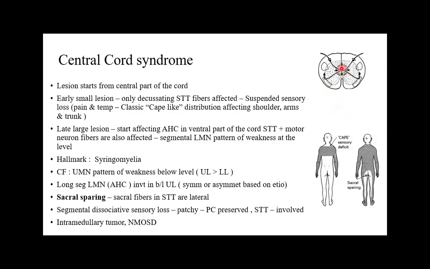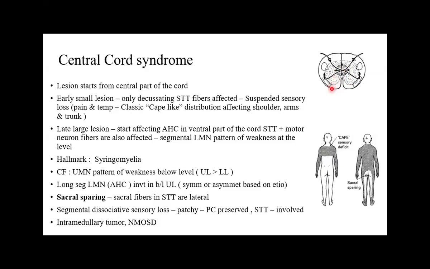So in the initial stage, that is in the early small lesion, these decussating fibers crossing through the anterior white commissure will be affected. So suspended sensory loss with the classic loss of pain and temperature in a cape-like distribution, mainly affecting the shoulders, arms, and the trunk will be present. Whereas in a large and late lesion, this will start expanding and start affecting the anterior horn cells in the ventral part of the cord. So along with the spinothalamic tract, motor neuron fibers are also affected, and there will be an additional segmental LMN pattern of weakness at the level. The classic condition we'll discuss is syringomyelia.